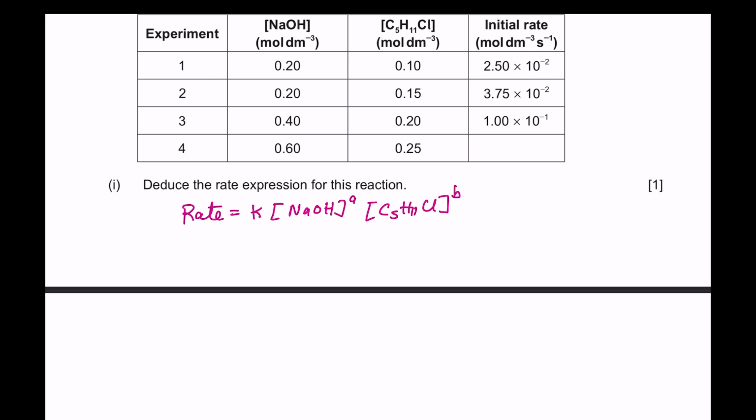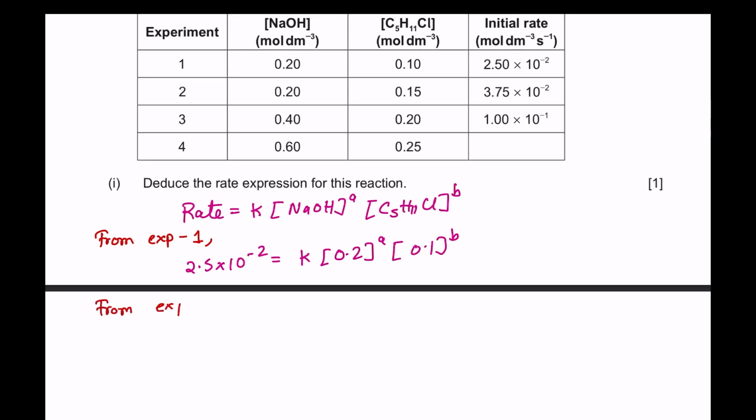Let's start with experiment 1. Plug in the values of the rate, plug in the values of NaOH, and plug in the values of C5H11Cl. So this will be from experiment 1. So the rate becomes 2.5 times 10 to the power minus 2, equals k, this would be 0.2 to the power of a, while this would be 0.1 to the power of b. From experiment 2, we can also write it in a different way. So 3.75 times 10 to the power minus 2, there's a value of rate, k, NaOH would be 0.2 to the power of a and 0.15 to the power of b.